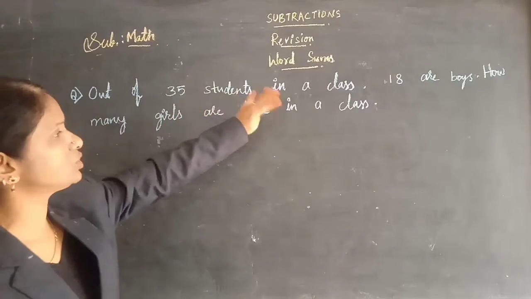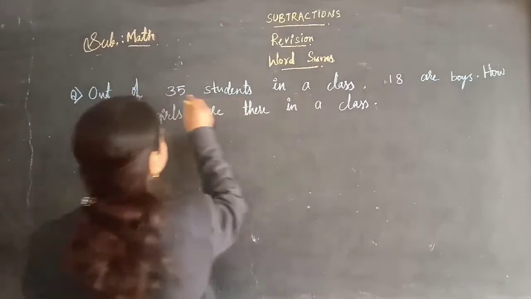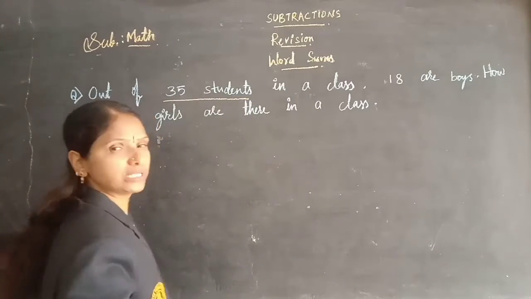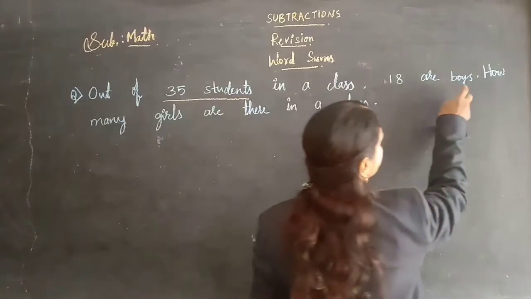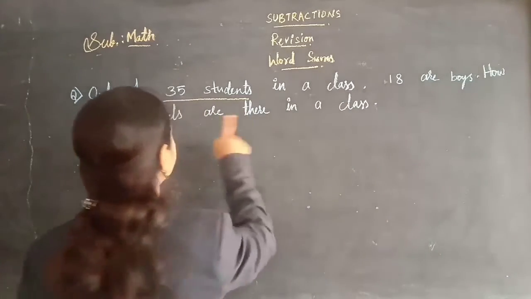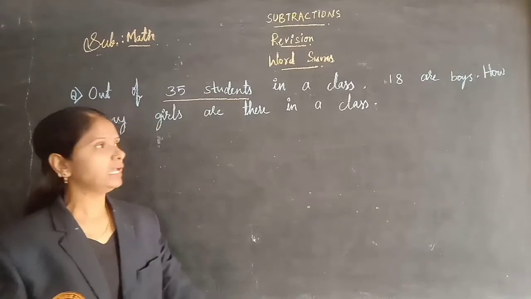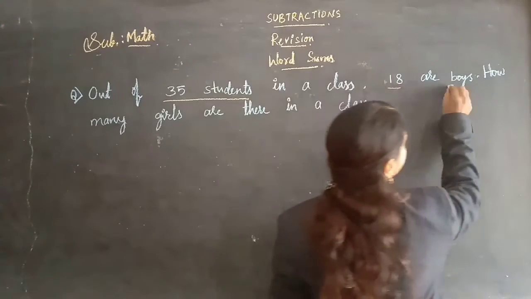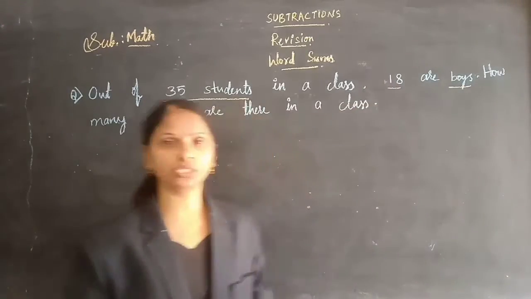Out of 35 students in a class, how many students are there? 35 students are there, 18 are boys. Children, how many girls are there in the class? 18 are boys, so the remaining children will be girls only, no children?